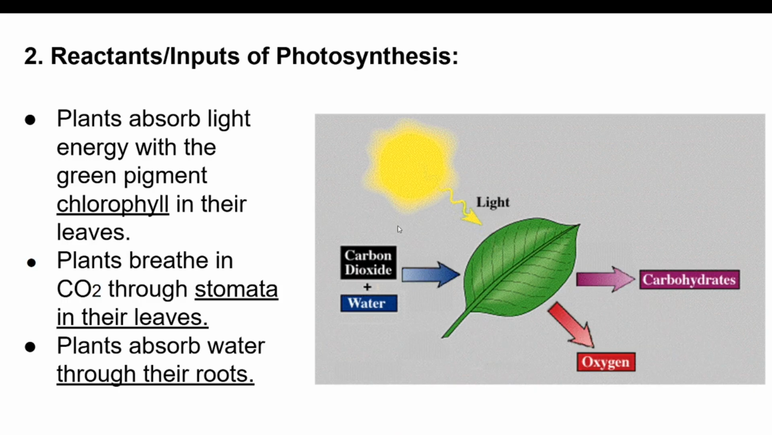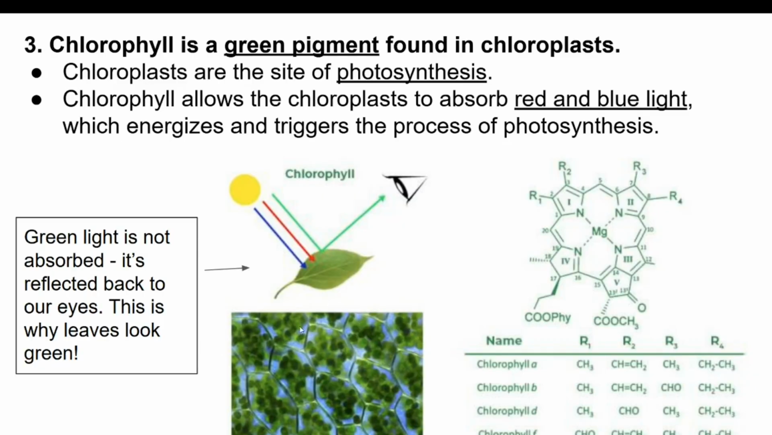And that's basically it for the reactants. We have carbon dioxide from the atmosphere, which we have lots of, and then we also have water coming in through the roots. So let's talk a little bit more about chlorophyll, the specific pigment we were looking at in the leaf.